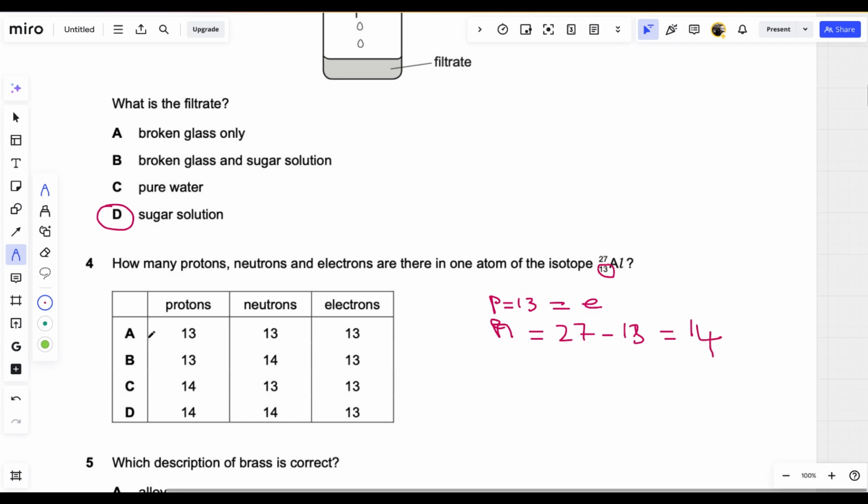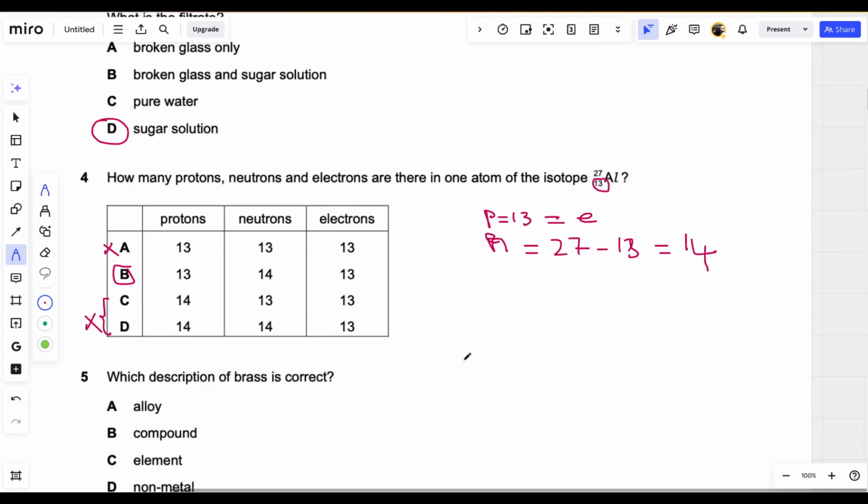So let's look at A. Proton is 13, neutron is 13. This is wrong. Neutron, we've calculated, is not 13. So A is wrong. B, proton is 30, neutron is 40, and electron is 30. B looks to be correct, but you have to check all of this. Proton is not 40, so this and this are outrightly wrong. So the correct answer is B. Proton is 13, electron is 13, and neutron is 14. Okay, so that's for that question.